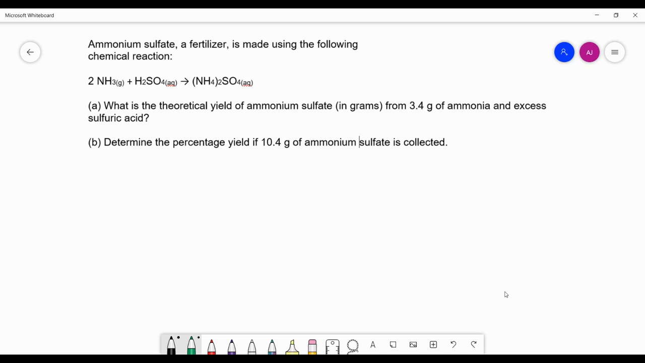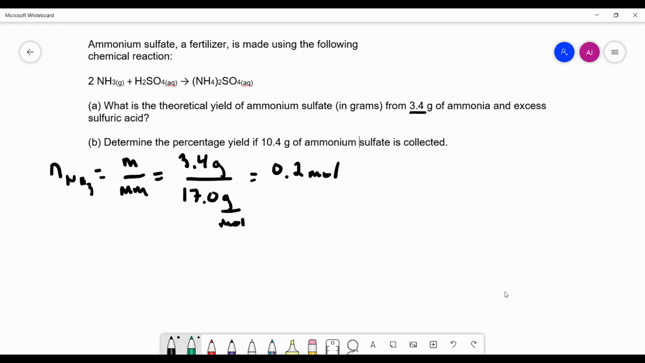A good practice right now would actually be to pause the video and try to calculate how much mass of ammonium sulfate should be produced if you start with 3.4 grams of ammonia. Okay, let's review the steps. Our first step, of course, is to make sure the equation is balanced, and it is. Our second step is to take the mass of the reactant, 3.4 grams of ammonia, and convert that into moles. 3.4 grams of ammonia is 0.2 moles of ammonia.